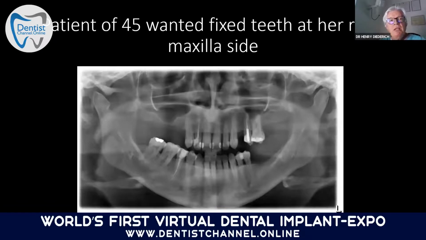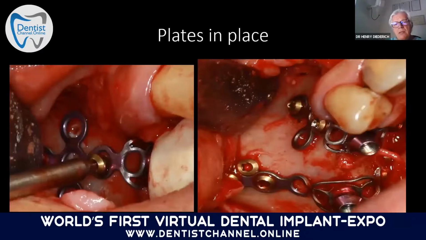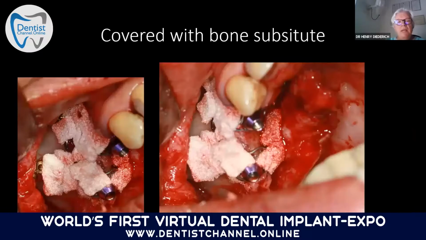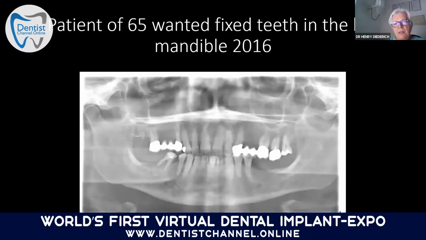The patient here, a young lady of 45, she wanted fixed teeth at her right maxilla side, and you see there is no bone. Another time, we are bending our plates. We are adapting, screwing it, fixing it. Here we had to use 2 HENGG-4 plates. We are covering it with a bone substitute. And here the result 10 days later, fixed in the mouth.